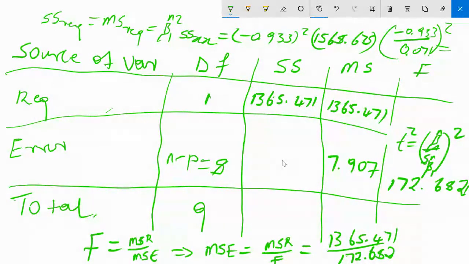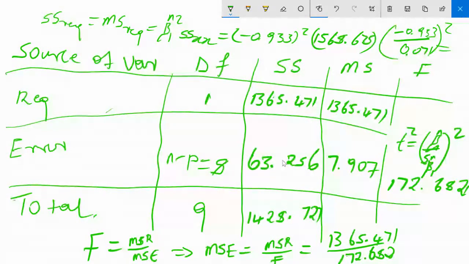To get MSE, you divide SSE by the degrees of freedom, which means when you multiply MSE with the degrees of freedom, you will get SSE. And if you multiply 8 with 7.907, you will get 63.256. Now you need the SS total. To get it, you add these two values. You add SS reg and SSE, and then you will get 1428.727. It was simple like that.